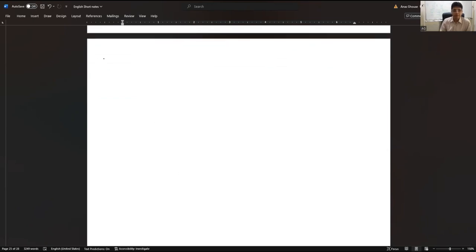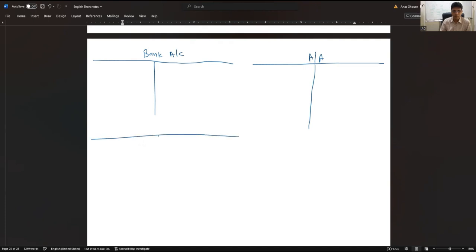Now we need the bank account. Then the application and allotment account. Then we have the share capital account. Share premium account. And first and final call account.